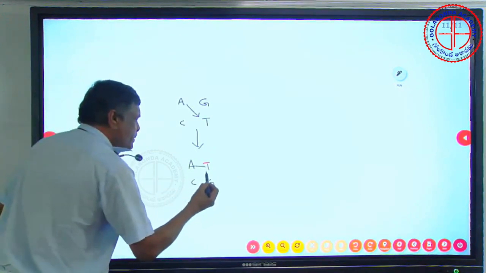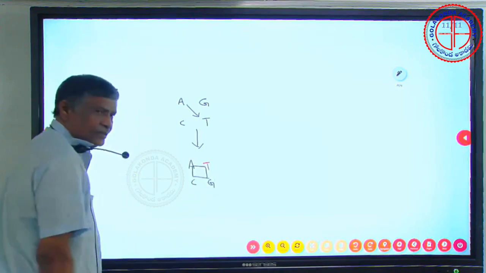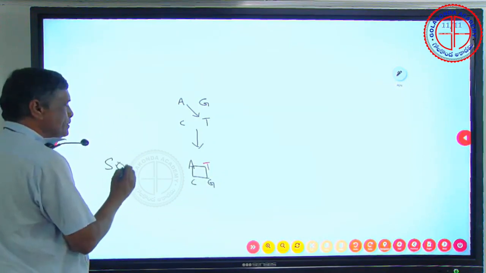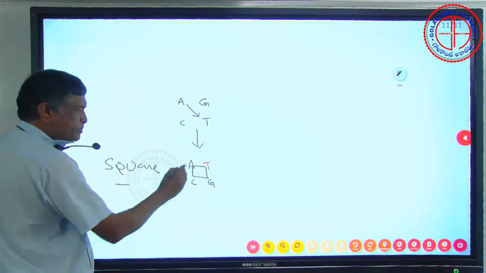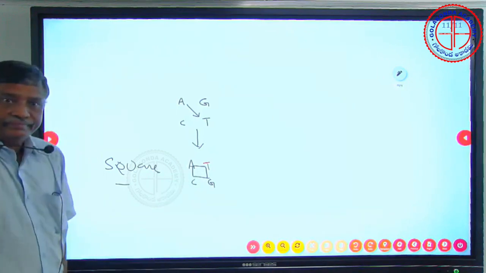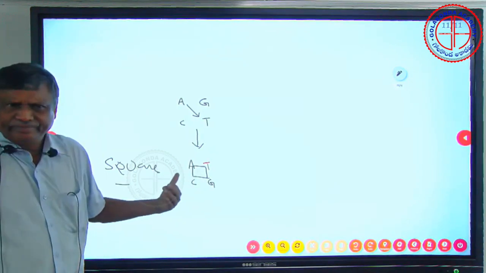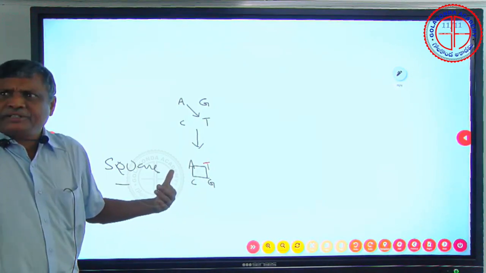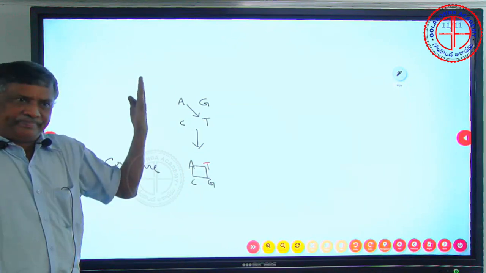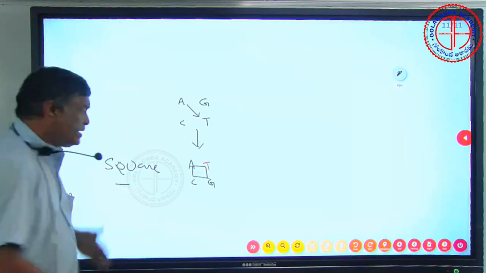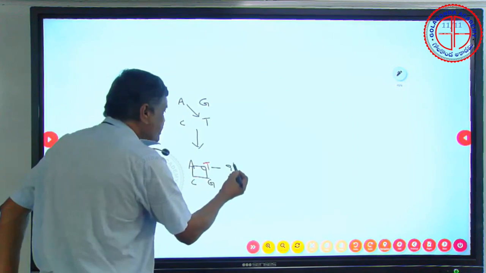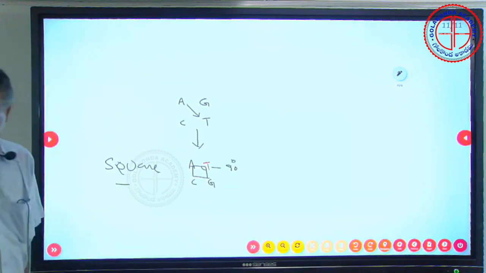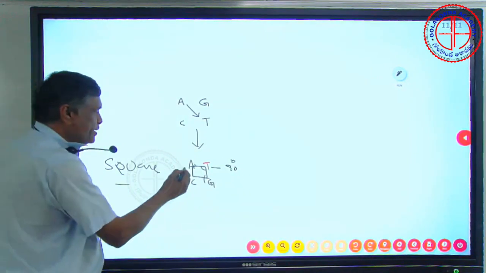Then what is the shape in between these 4 nitrogen bases? Square shape. Is it not square? It means nitrogen bases are arranged in square shape. In a square, each angle is 90 degrees. Here also 90, here also 90, here also 90.